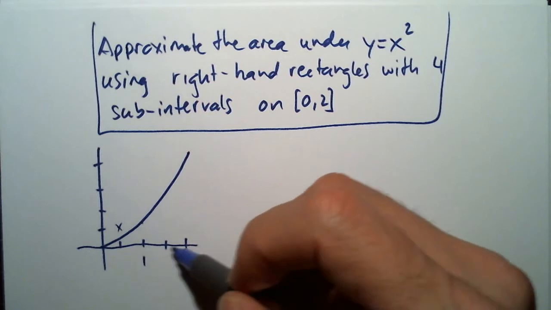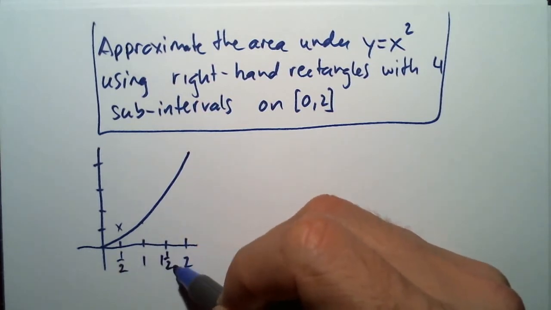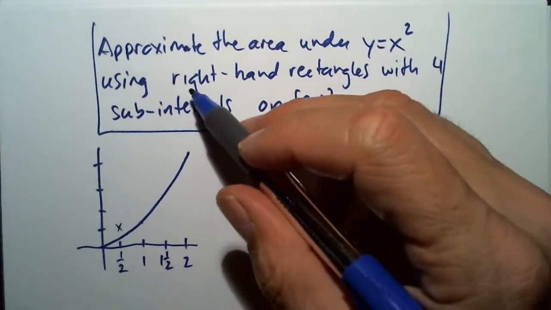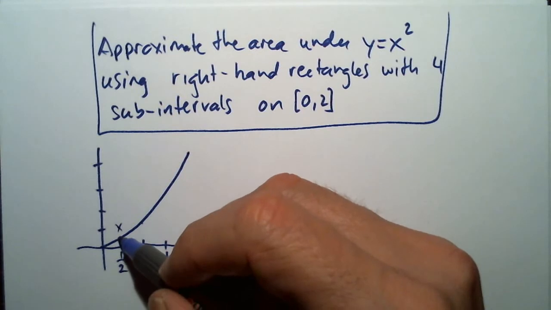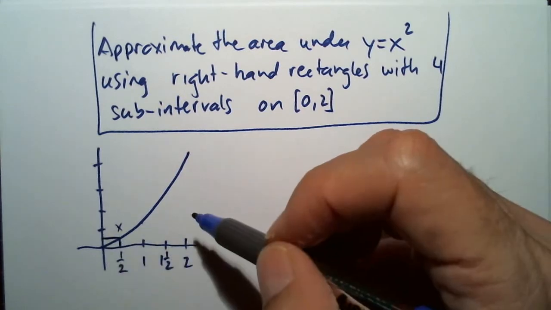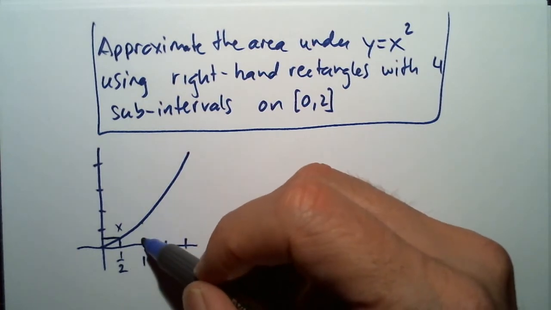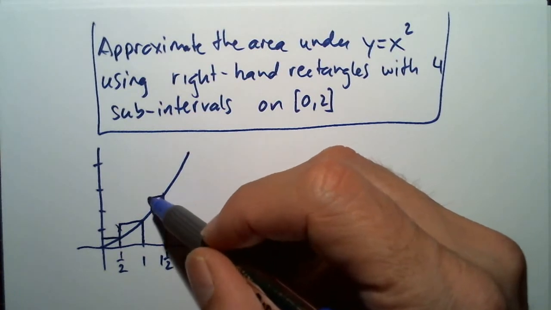Alright, 4 subintervals, so that means that's a half, and that's 1.5. And we're going to make right-hand rectangles. So with this interval, the height of the rectangle is determined by the right endpoint, and then we draw a rectangle. The right endpoint, the height, is determined by the right endpoint.